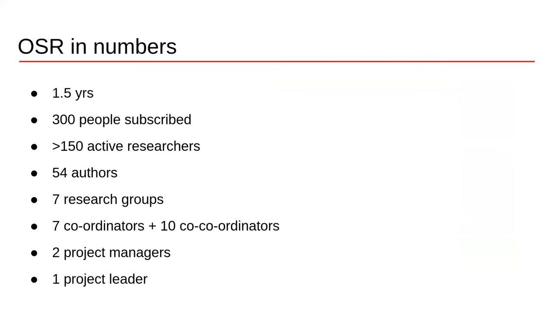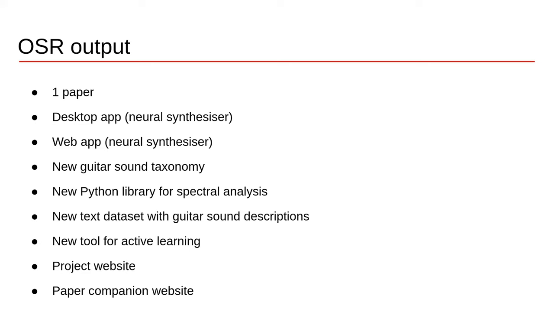Now, OSR, open source research, in numbers: 1.5 years to go through all of it. 300 people subscribed to this project, more than 150 active researchers. We had 54 authors in the paper, 7 research groups, 7 coordinators and 10 co-coordinators, 2 project managers and 1 project leader. So it's a lot of people.